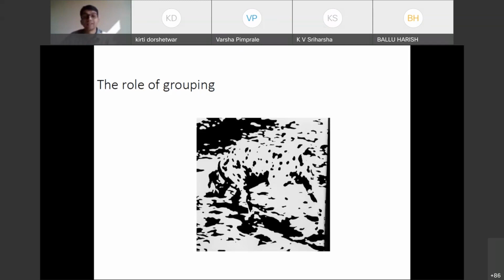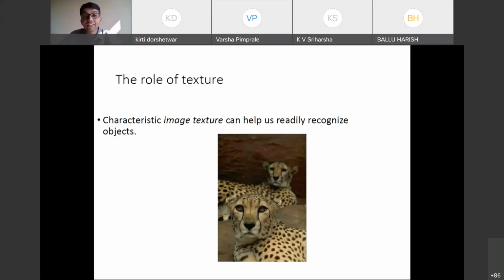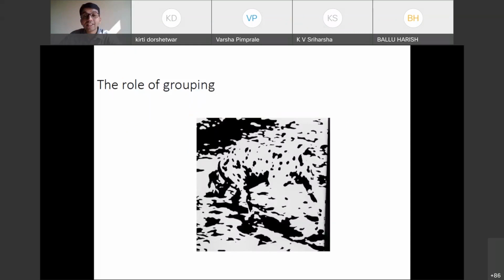as humans. If you give this to a computer vision algorithm, I don't think you will be able to get any output because it is lacking the texture. See, a cheetah it can understand from texture, but here there is no texture. When that spotted dalmatian dog is not clearly visible.